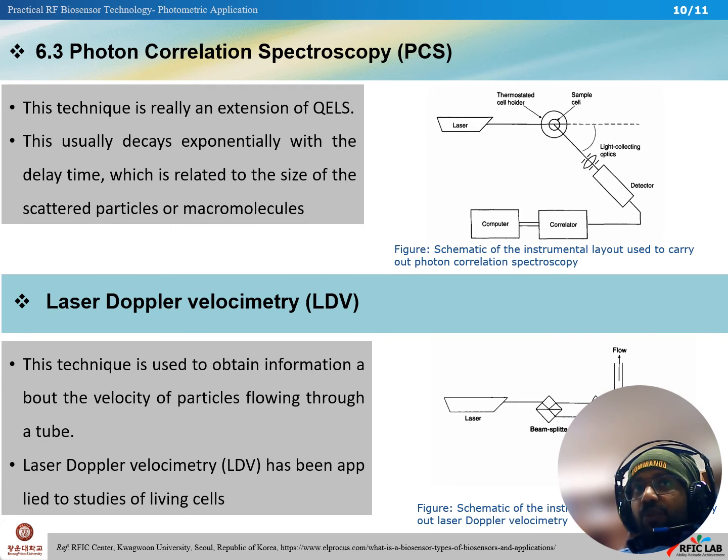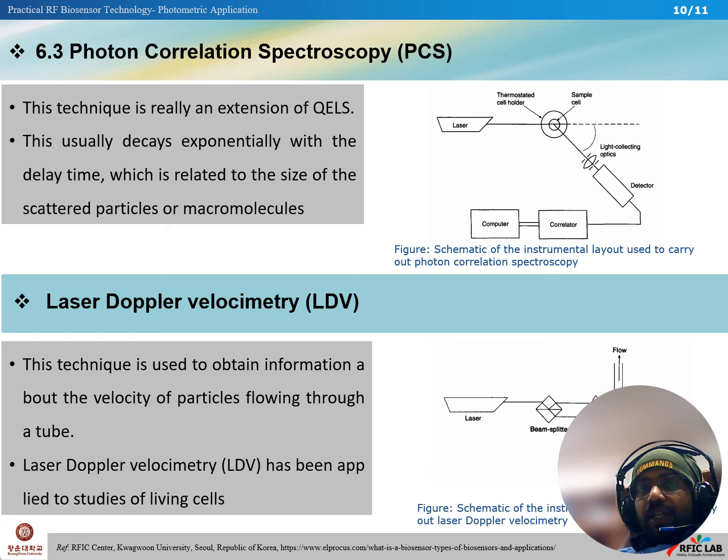Now the photon correlation spectroscopy. This technique is really an extension of QELS, the previous technique. This usually decays exponentially with the delay time, which is related to the size of a scattered particle or microparticle.